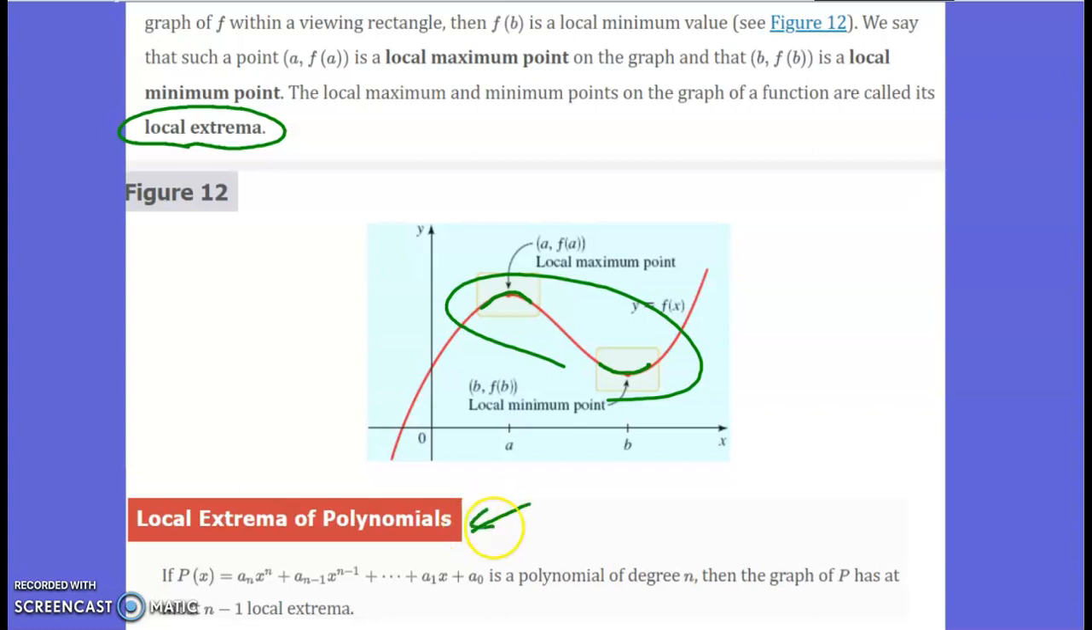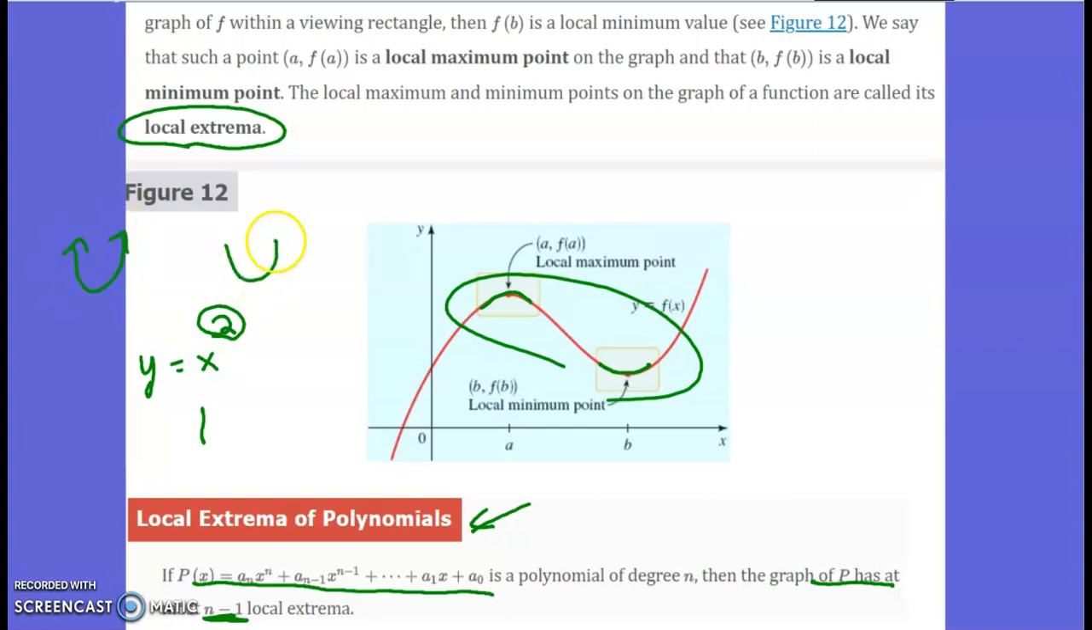So here's the general format. So here's a certain polynomial. Then the graph has at most n minus 1 local extrema. So for instance, y equals x squared would have one local extrema. Whatever the highest degree is, you subtract 1 from that, and that's the most it would have. So for the parabola, there's only one minimum there. There are no local maximums on that. And so that's really what we're talking about.